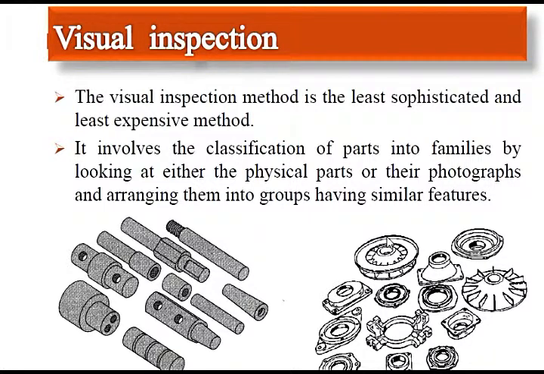The visual inspection method is the least sophisticated and least expensive method. It involves the classification of parts into families by looking at either the physical parts or their photographs and arranging them into groups having similar features.